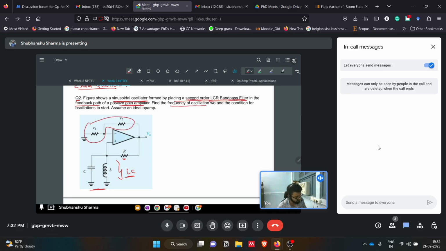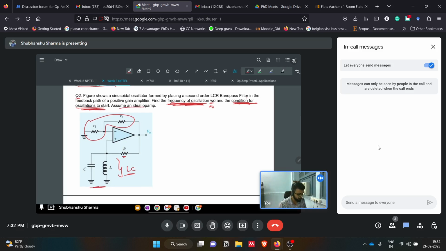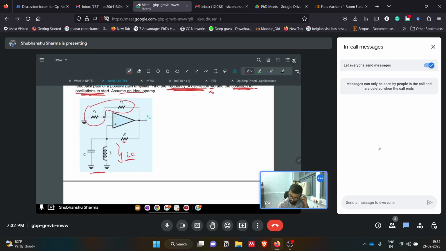Find the frequency of oscillation. So they are asking to find the frequency of oscillation W naught, and the condition for oscillations to start. So they are asking these two things: one, the frequency of oscillations, and then the conditions for these oscillations to start. They are also saying assume an ideal op-amp. So how will we approach this?